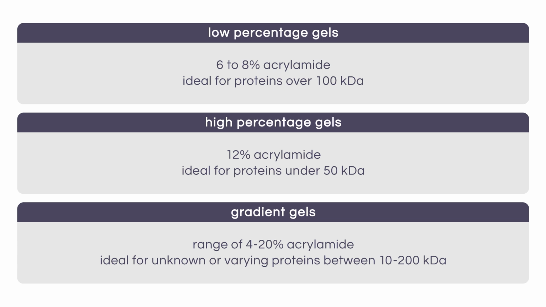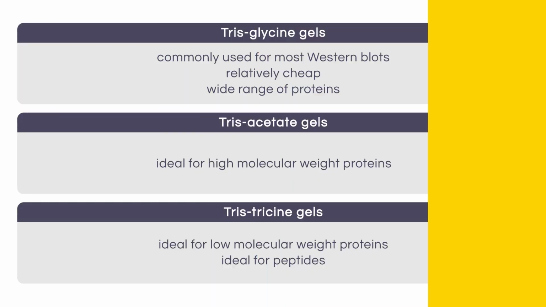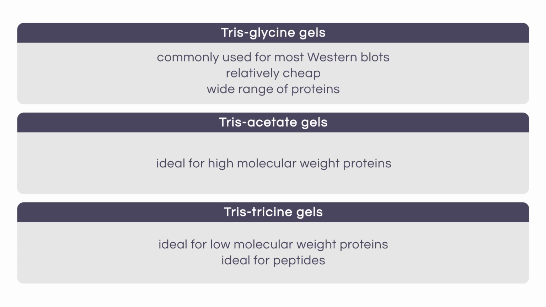to 200 kilodaltons. When it comes time to run your own gels, you will need to choose the appropriate gel for your targets and your application. The Tris glycine system is commonly used for most Western blot applications, as the components are relatively cheap and can be used for a wide range of proteins.